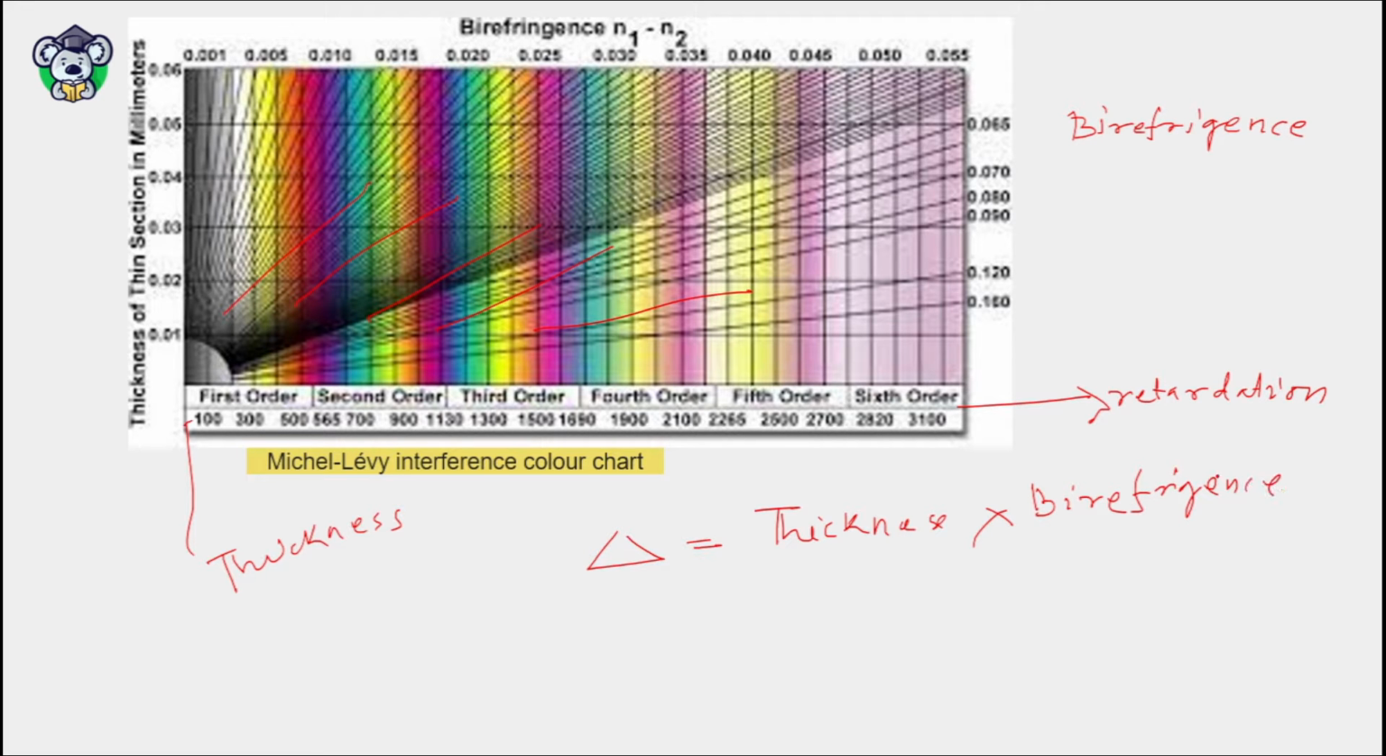And how do you find out the birefringence value? Birefringence value is calculated by the difference of indices of the two rays. When a light ray is split into two rays, that is ordinary ray and extraordinary ray, those two rays' indices difference is called as birefringence value.